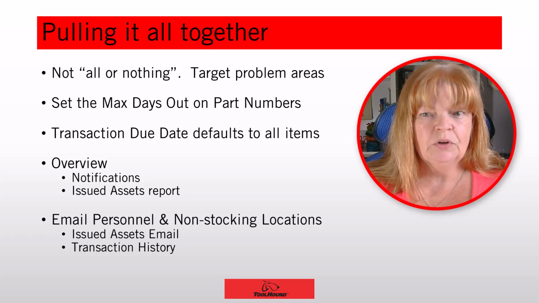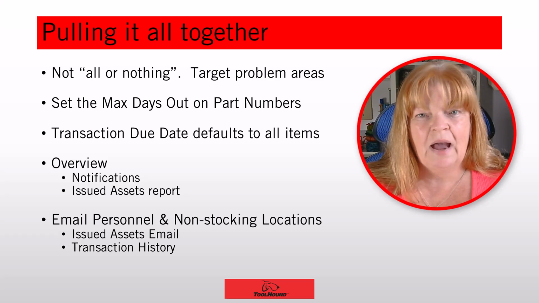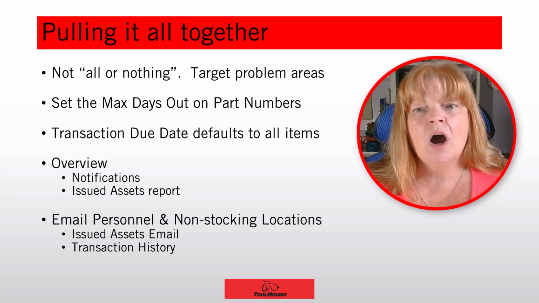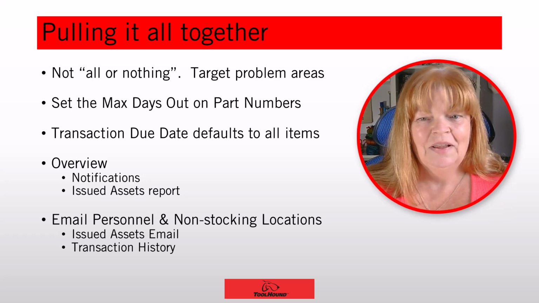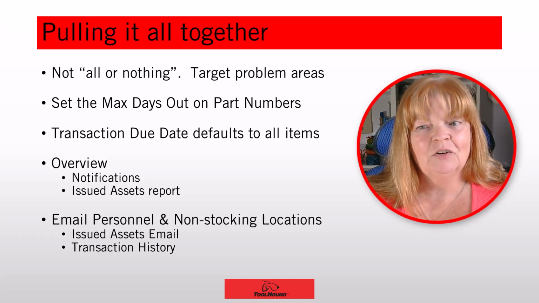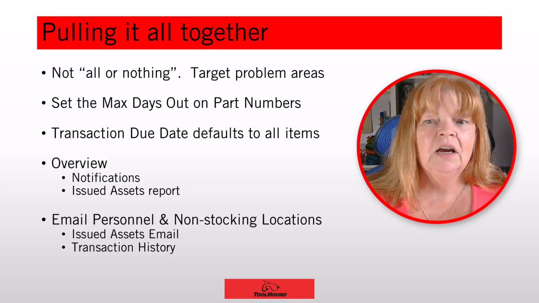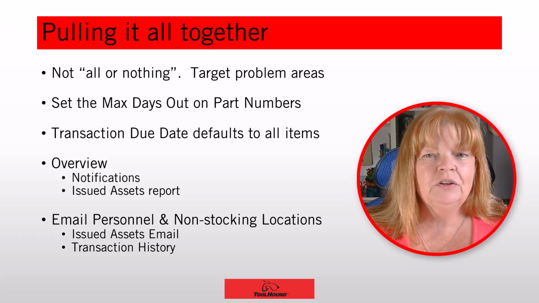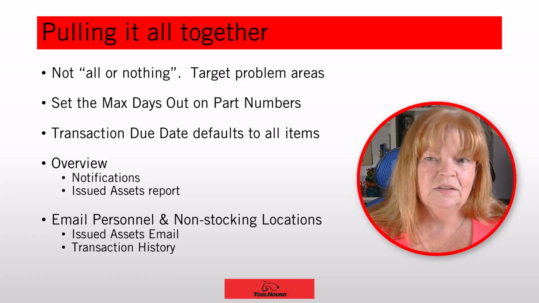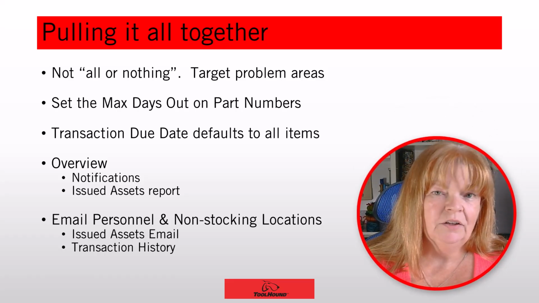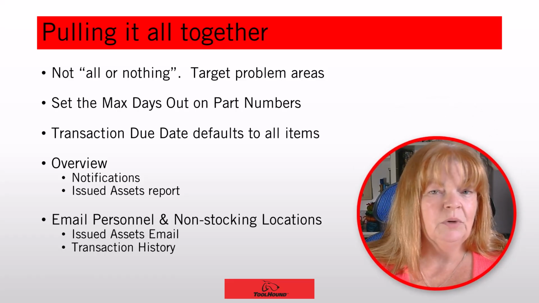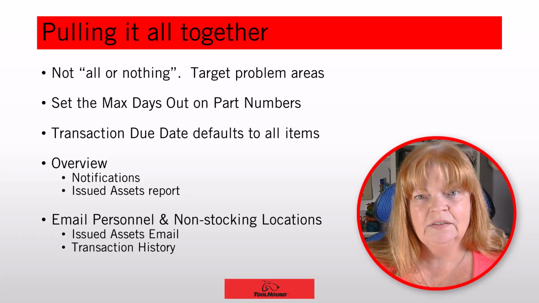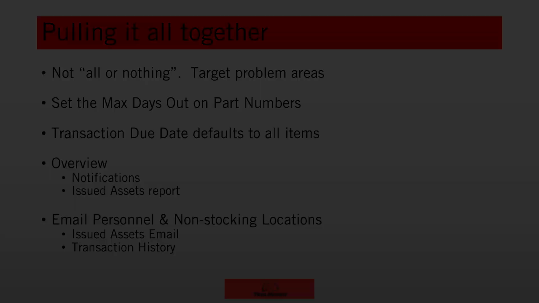For certain part numbers that need greater control, you can set a max days out on each part number to automatically calculate the due date. Entering a due date when checking out applies the same expected return date to all items on the transaction unless there's a max days out for a part. To keep an eye on overdue inventory, use a notification or the issued assets report. Send email reminders with the issued assets email for multiple entities, or use the transaction history for a single entity at a time.